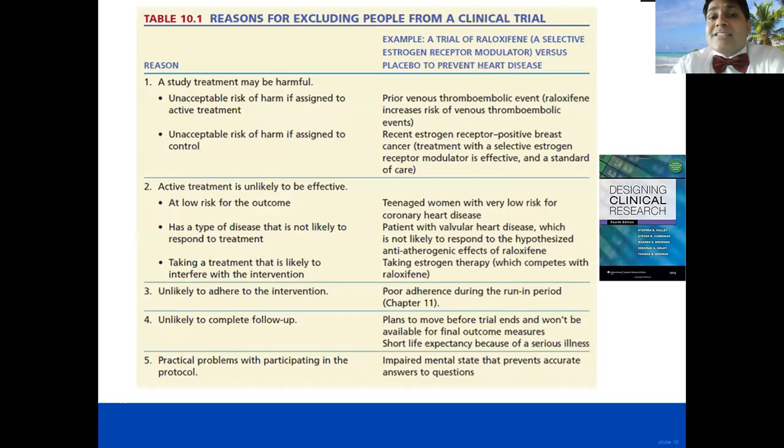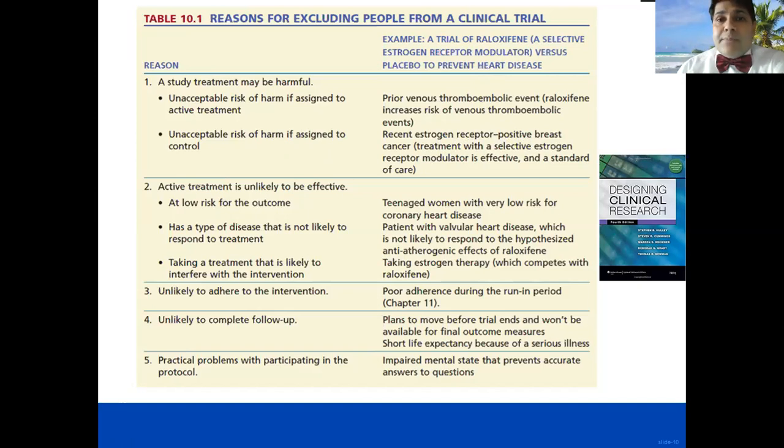The simple rule is if the study treatment is harmful, then you want to exclude these patients. And this example comes from the previous example we have talked about. In the trial of raloxifene, an estrogen receptor modulator, versus placebo to prevent heart disease, if there's a previous DVT or thromboembolic event history, then you want to exclude them, and that becomes your exclusion criteria because they are more likely to have certain adverse outcomes. And sometimes this is unacceptable, like people with estrogen receptor positive breast cancer should not be given this because that will promote it. So that becomes your exclusion criteria. The patients who have breast cancer with estrogen receptor positive, exclude them.